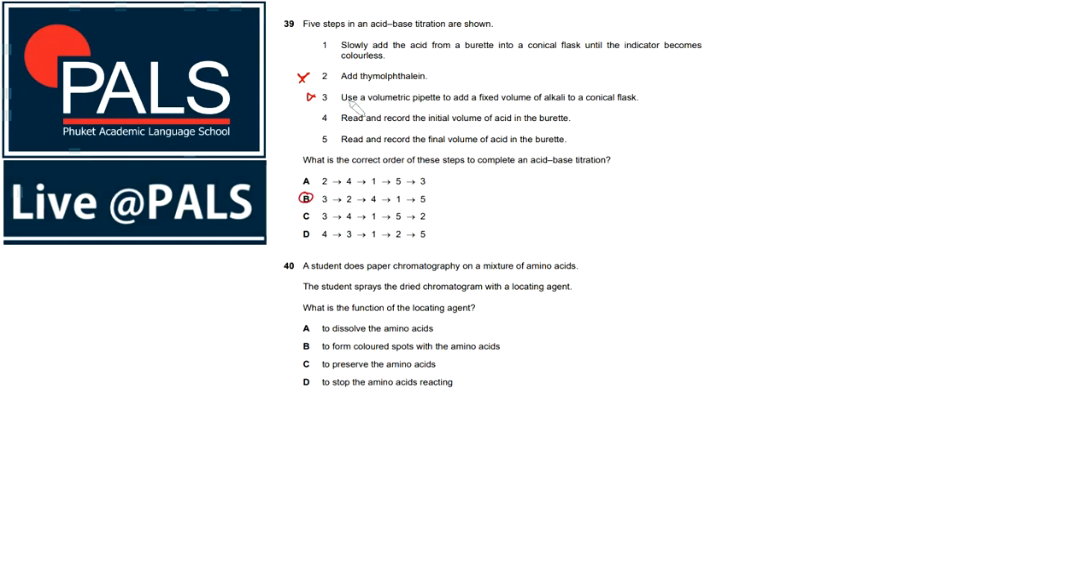Let's see if the rest matches. 4, read and record the initial volume of acid in the burette. That's correct. Then we slowly add the acid, yes, to the conical flask until the indicator becomes colorless, and then we take the final volume reading, and that means B is the correct order of steps.